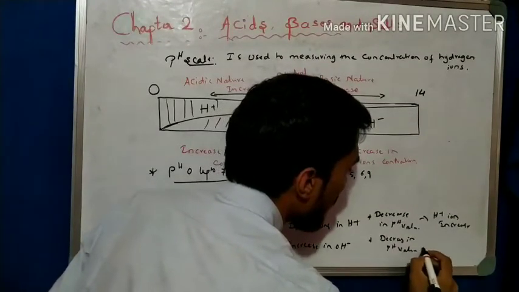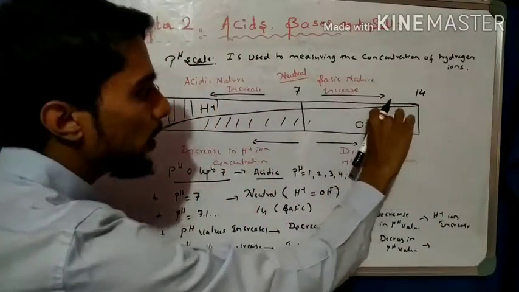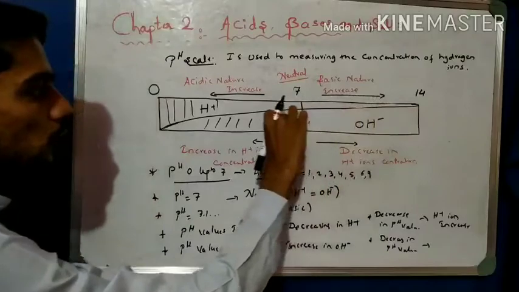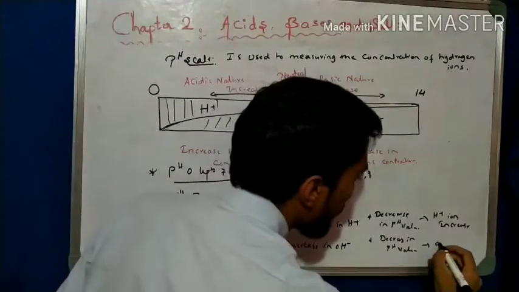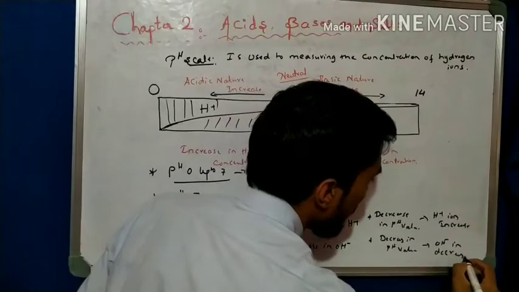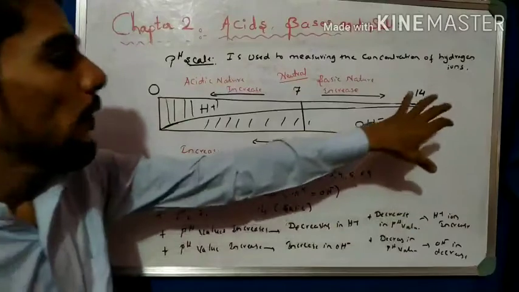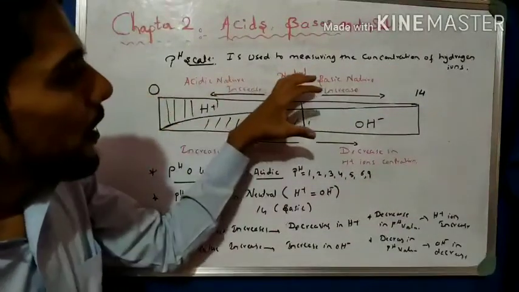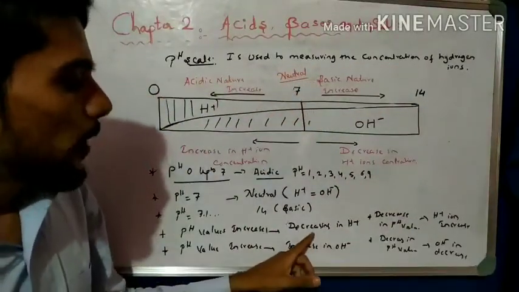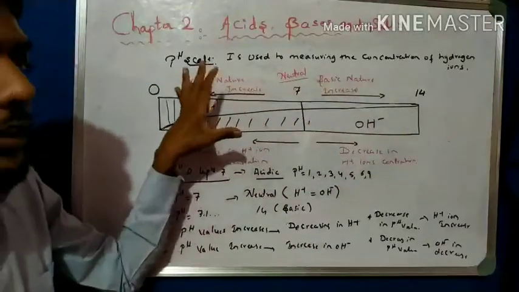Now, what happens when the pH value decreases? What about OH minus? We observe that the area of OH is small, so OH decreases. Right? If you remember this diagram, it is easy to find out. When pH increases, H plus ion decreases. When pH decreases, H plus ion increases.